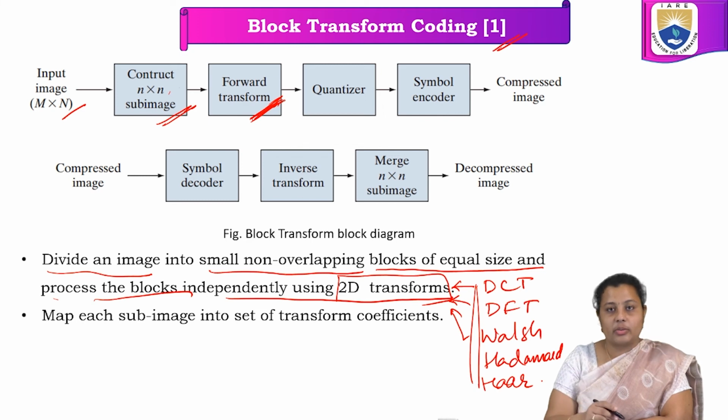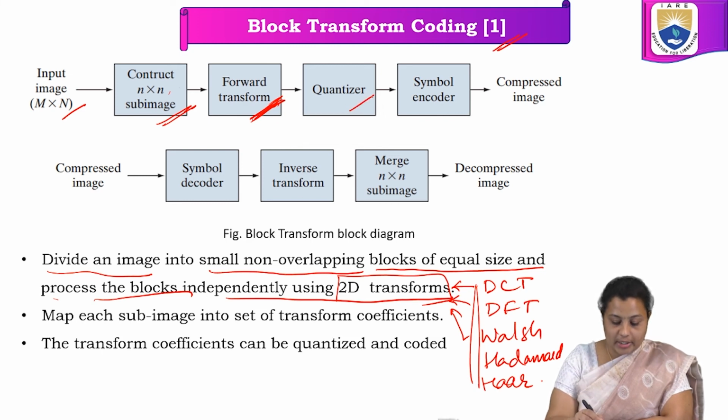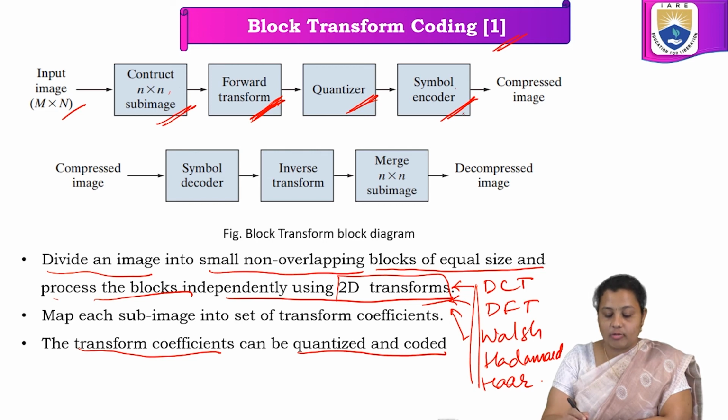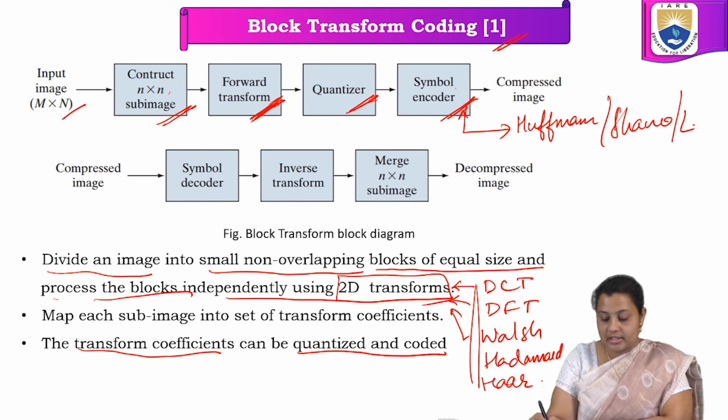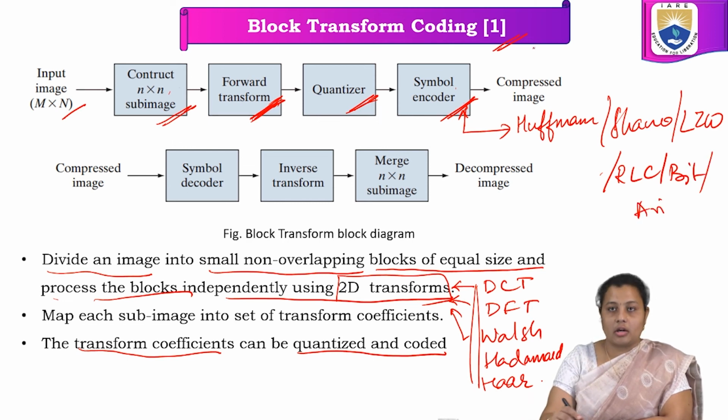After we get the frequency domain, we go for quantization. The transformed coefficient values are quantized and coded. What are the symbol encoders we have seen? This can be Huffman coding, Shannon coding, LZW coding, RLC, bit plane coding, or arithmetic coding. All these are called symbol encoders. After doing that, we get a compressed image.